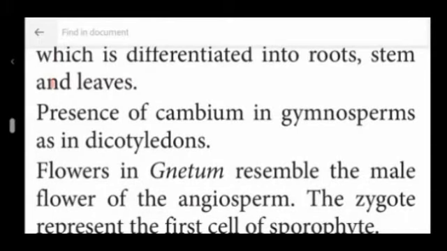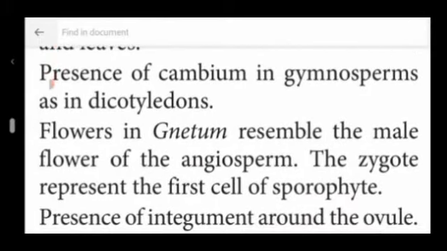The flowers in Gnetum resemble the male flowers of the angiosperm. Gnetum is the most advanced group of gymnosperms. They appear like angiosperms, so it produces flowers. The flowers resemble the male flowers of the angiosperm.